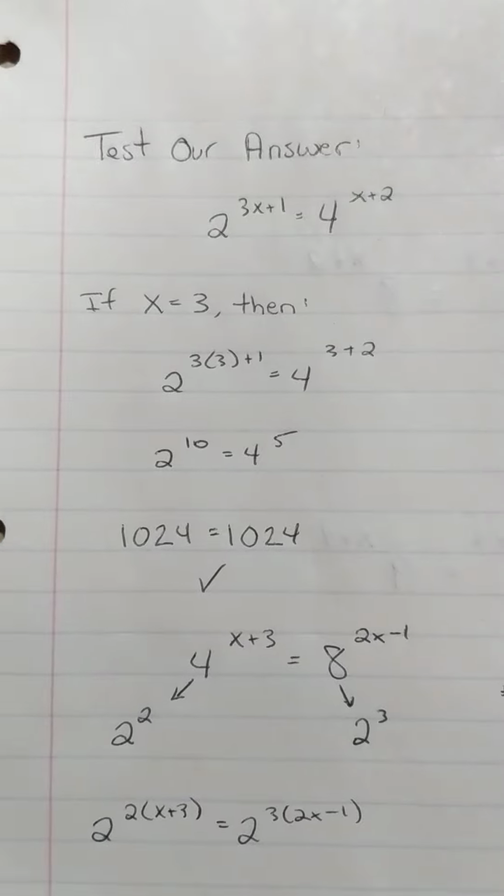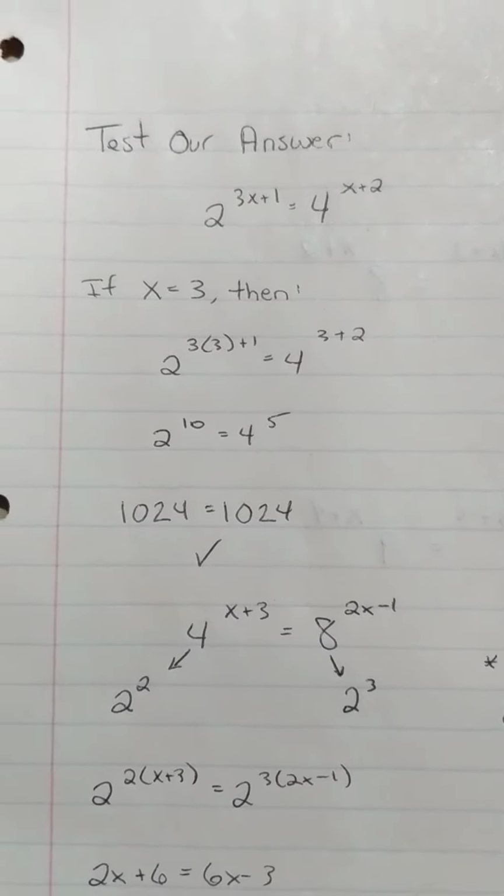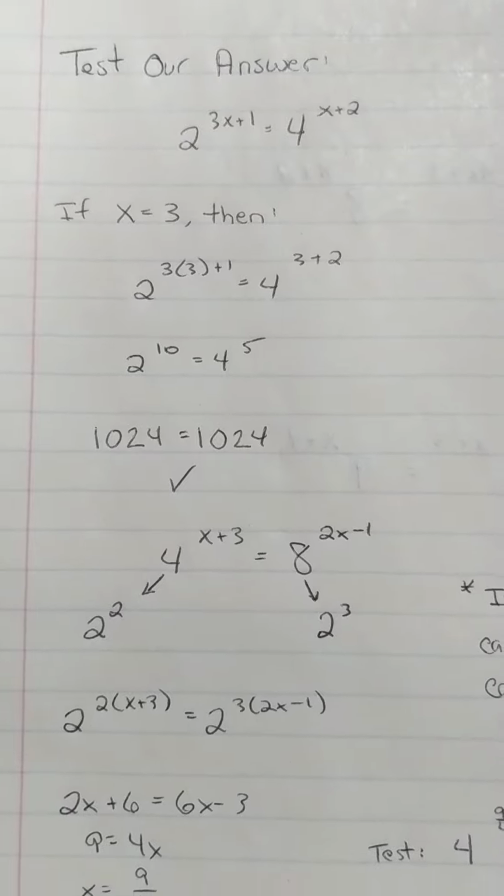Plug in 3, I get 2 to the 10th is equal to 4 to the 5th. 2 to the 10th is 1024. 4 to the 5th is the same thing.